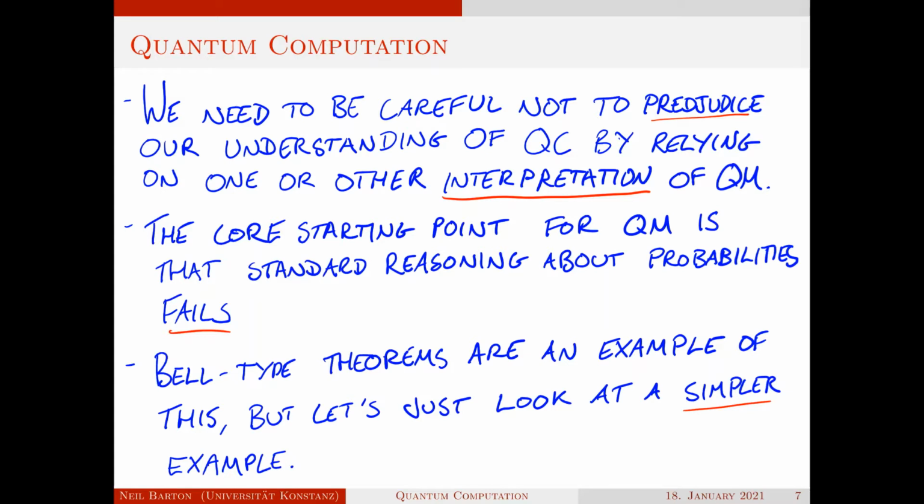But the core starting point for quantum mechanics, at least from my perspective, is that our standard reasoning about probabilities fails when we're dealing with quantum phenomena. We have a very good mathematical theory of probability, but this classical, well-understood theory just doesn't work when we apply it to quantum mechanics. Bell-type theorems are an example of this phenomenon. If you've heard of them, good, but I'm just going to present a really simple example and leave the rest for your own research.